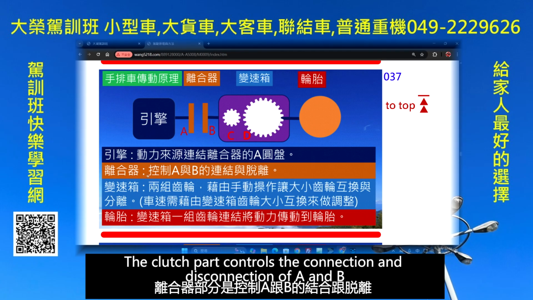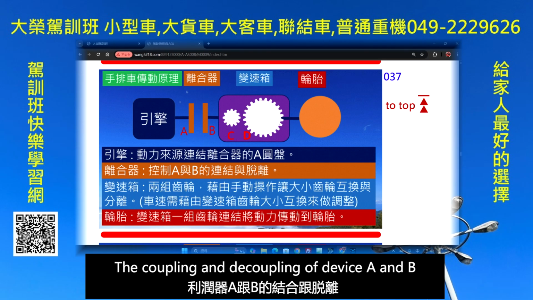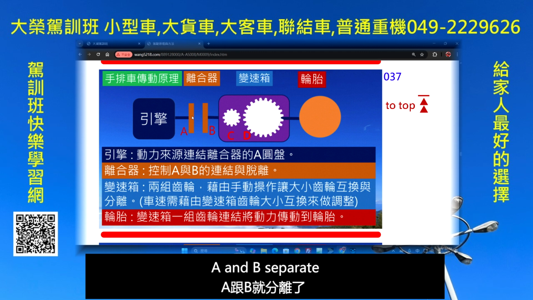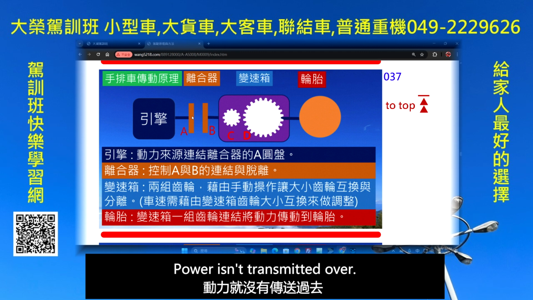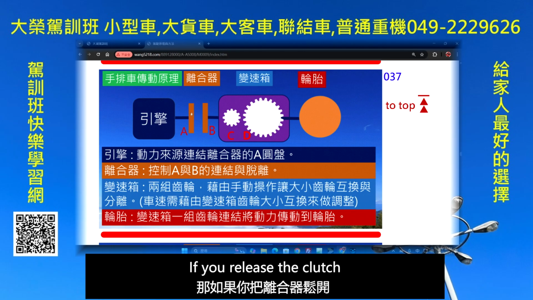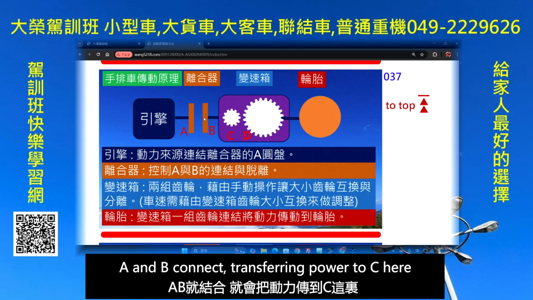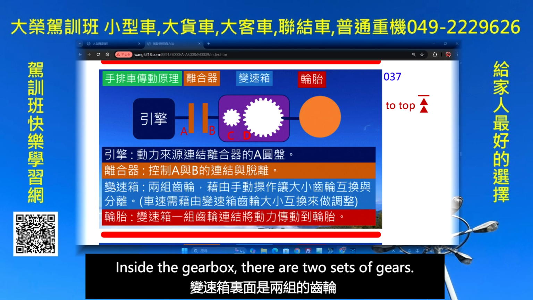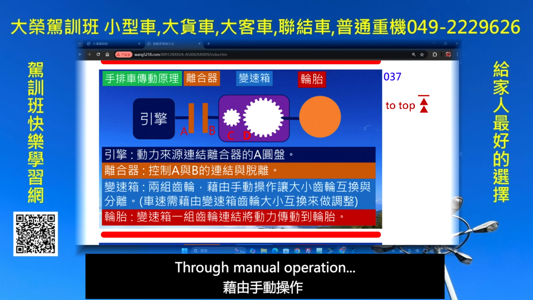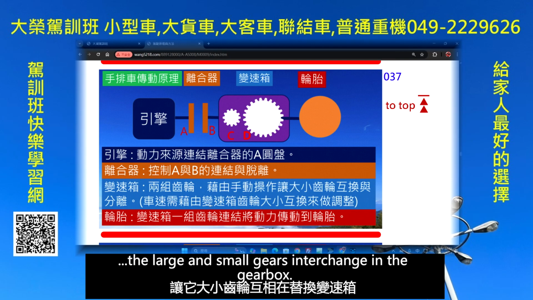The clutch part controls the connection and disconnection of A and B, the coupling and decoupling of devices A and B. When we press down on the clutch, A and B separate. Power isn't transmitted over. If you release the clutch, A and B connect, transferring power to C here. Inside the gearbox, there are two sets of gears. Through manual operation, the large and small gears interchange in the gearbox.